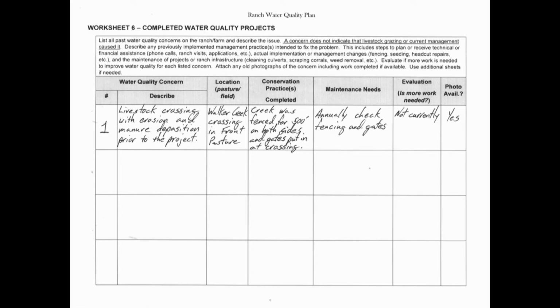At this point, we are annually checking the fences and gates or anytime you are moving livestock through the crossing. In the evaluation section, you may make notes about additional steps you want to make in the future if needed at this site. In this case, there are not any currently. Lastly, make note if there are photos available. It is useful to have photos of your project sites before and after the project is installed and once a year after as a way to document if the project is functioning well.